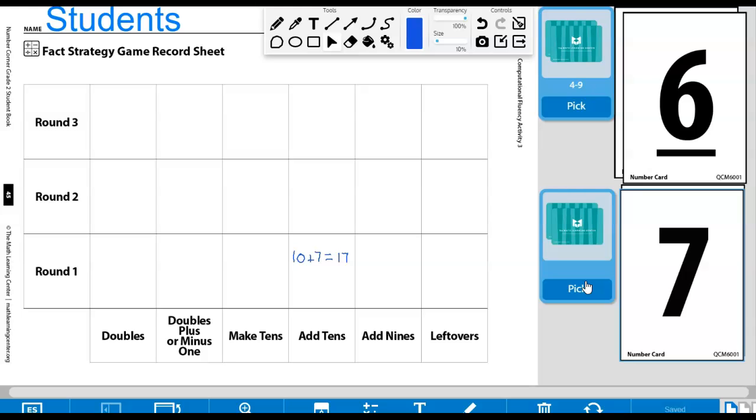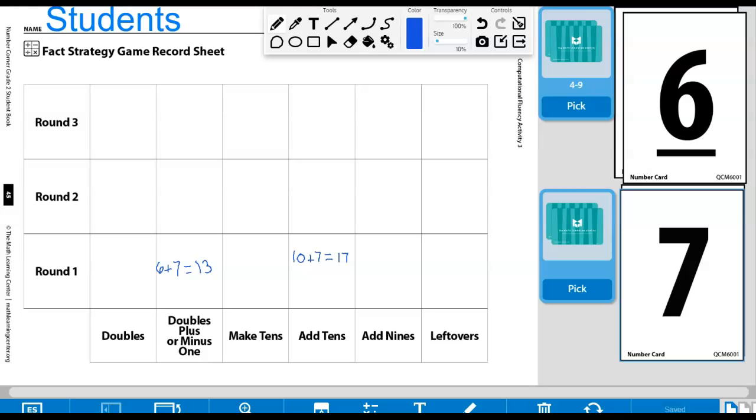Now, if you're thinking this is a doubles plus or minus 1, give yourself a little pat on the back. That's exactly what it is. We know that 6 is 1 less than 7. So it's really close to a double, just 1 different. So we'll write it in our doubles plus or minus 1. I know that 6 plus 6 is 12. If I add 1 more to make it 6 plus 7, well, I know the answer is 13. Go ahead and write this down.